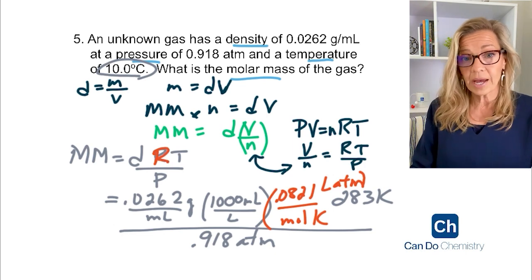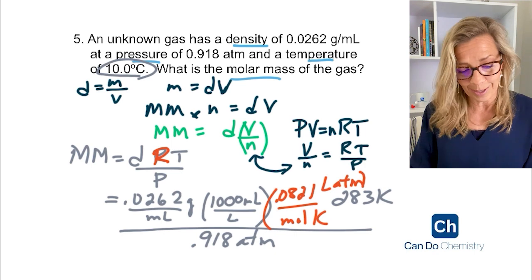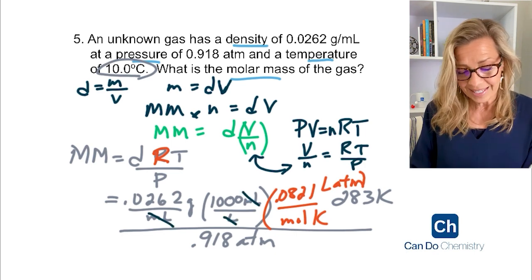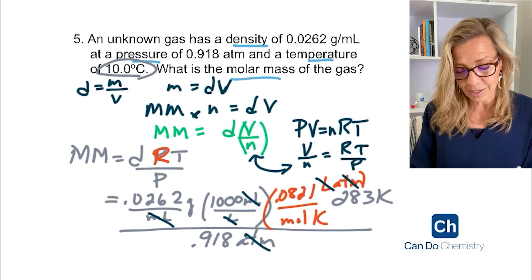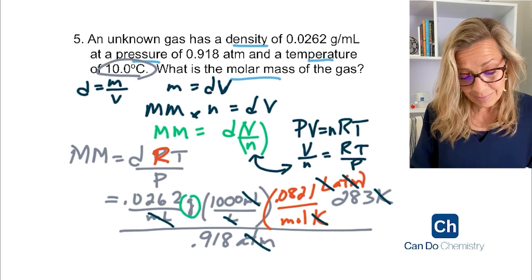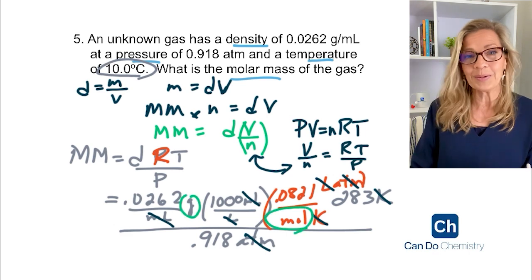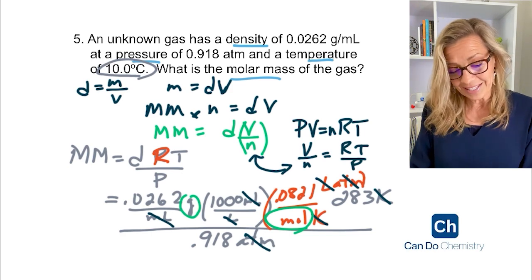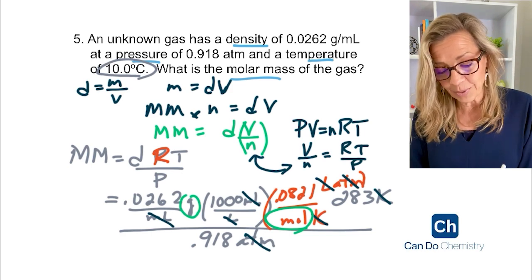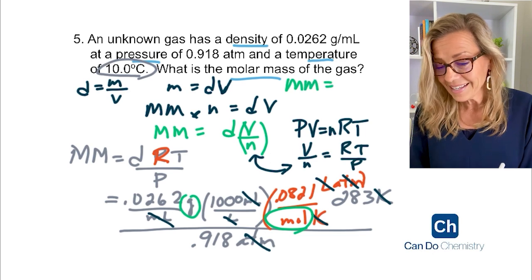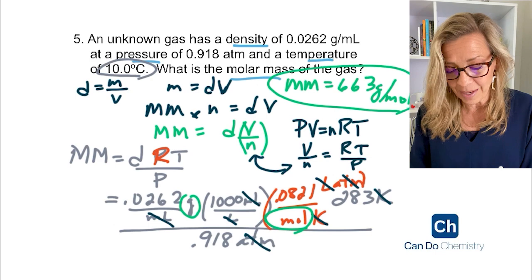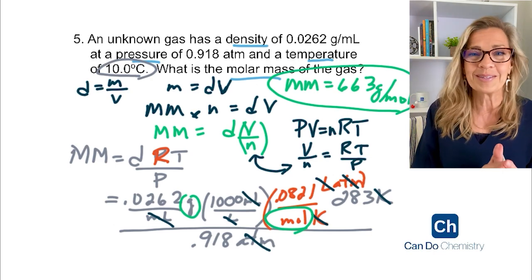Now, I'm going to cancel out units so that you can see that this thing works. So I've got, stay with me here, milliliters cancel, liters cancel, atmospheres, Kelvin, and I'm left with little grams here and little moles, right? So what is that? Grams per mole. Okay, and so at the end of the day, for the molar mass, we're going to get 663 grams per mole. And that's your molar mass. And that's once you crunch all those numbers.